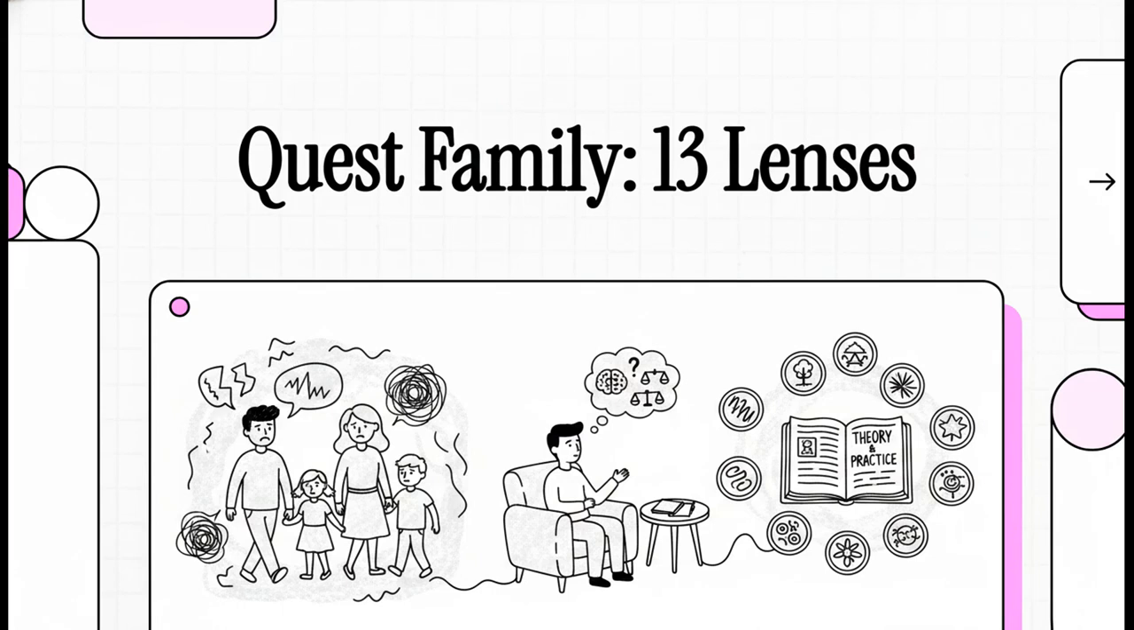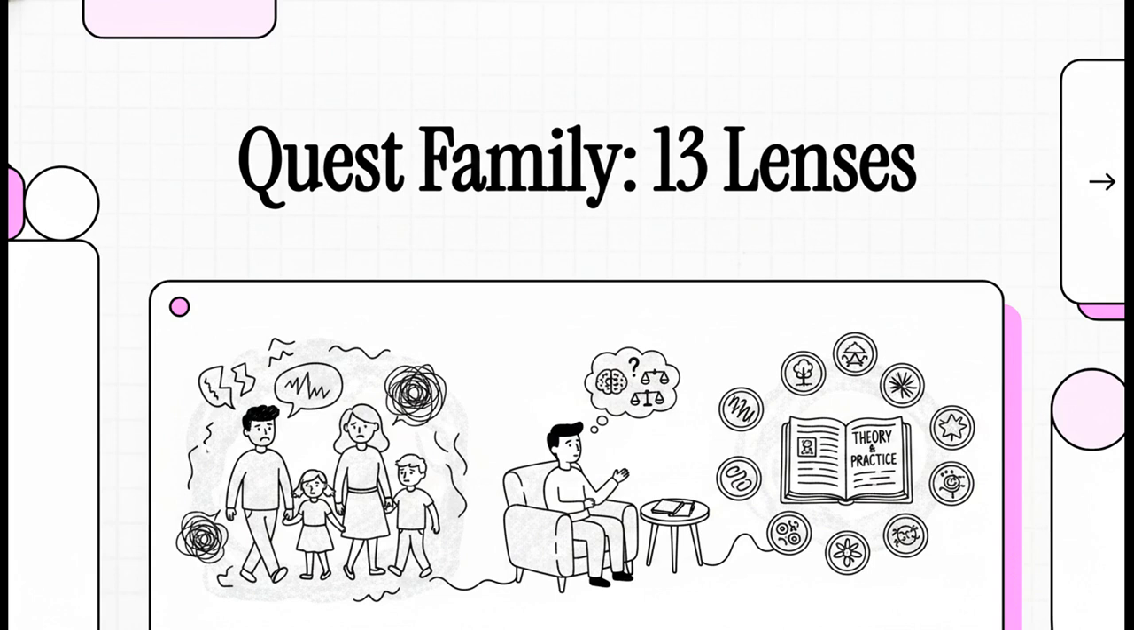Okay, picture this. Imagine a struggling family walking into a therapist's office. Tensions are incredibly high, communication is totally breaking down, and it's just obvious that everyone in the room is hurting. Now, if you're the counselor, how in the world do you decide which psychological theory to apply when there are just so many options out there?